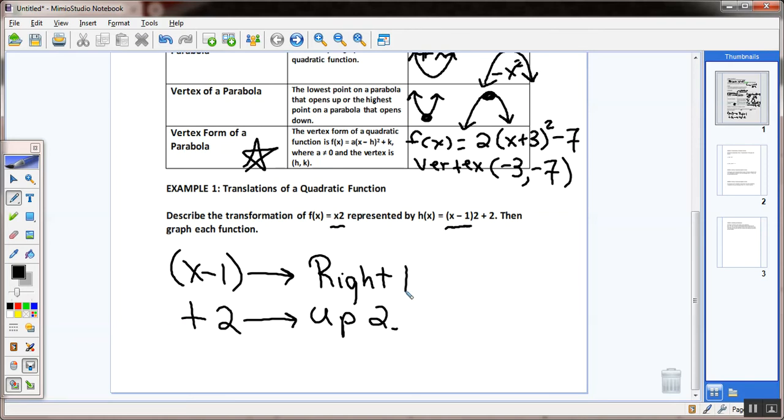Good? That's all you have to do. Again, describing transformations, we should know how to do this. Now, let's take this a step further.